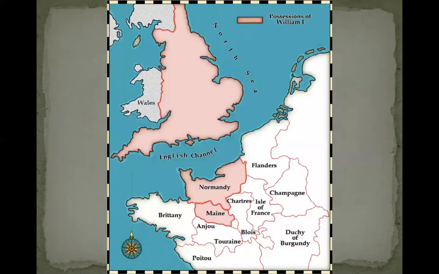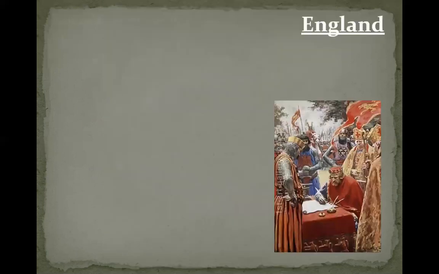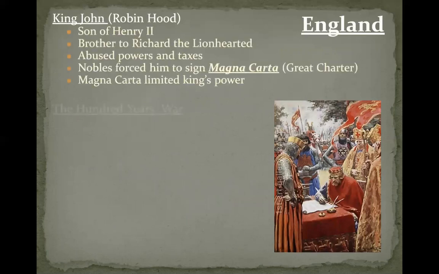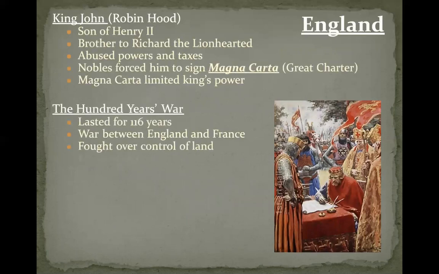So again, thinking about England, we know of the UK today, and we might see Wales and think of Wales as an English territory today, but we're really talking about the beginning of all this and the conquest of this land. So more on England, we have King John, also known as Robin Hood.